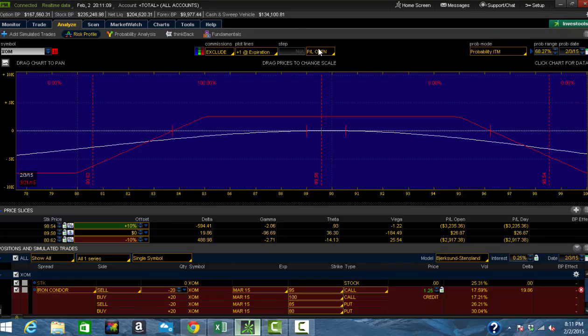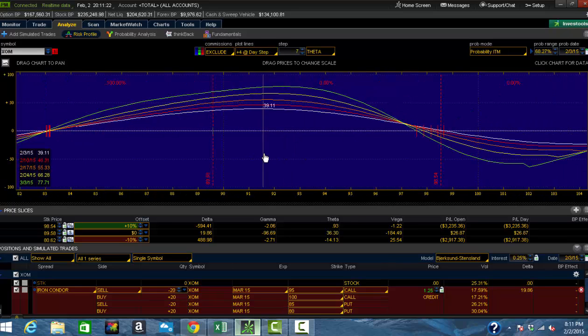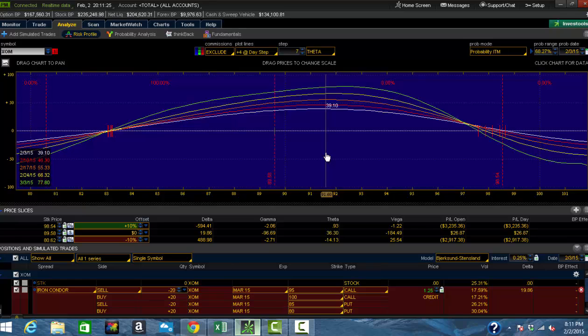But if you come up here and you have it measure theta instead of P&L open, and if instead of one at expiration we do a day step for 4 days, it will show you the impact of theta.